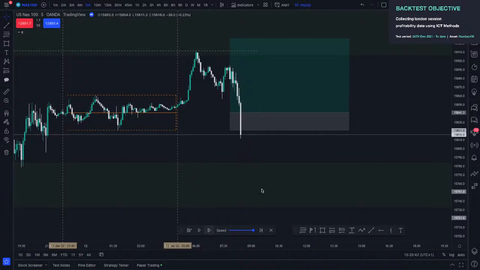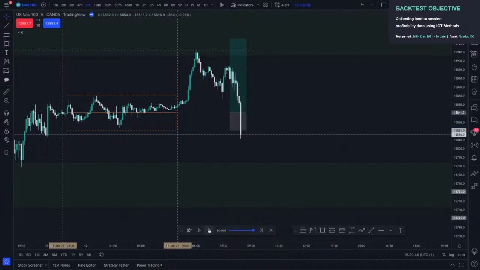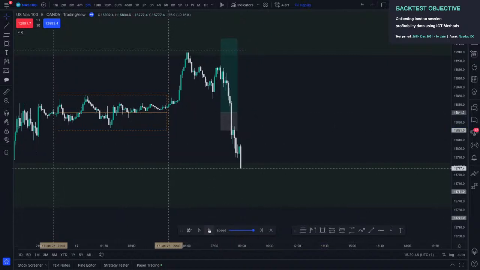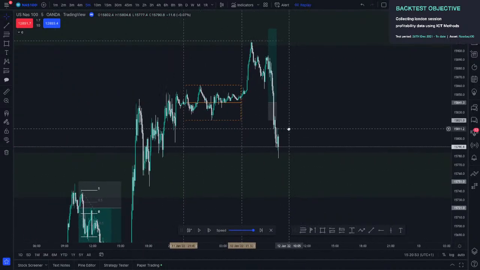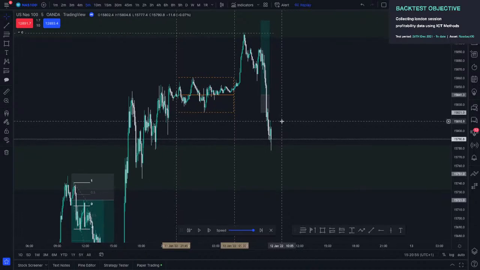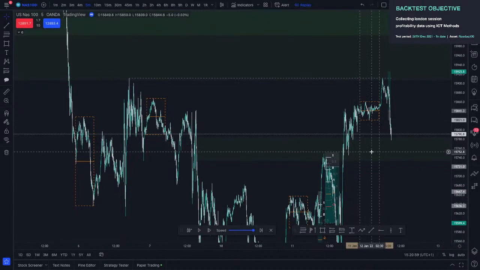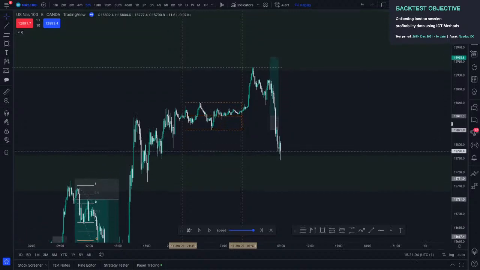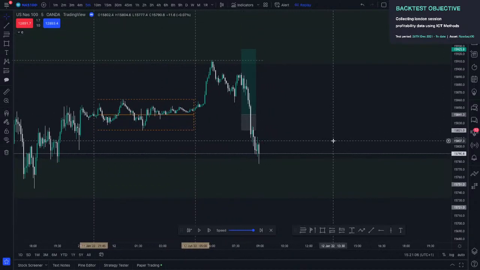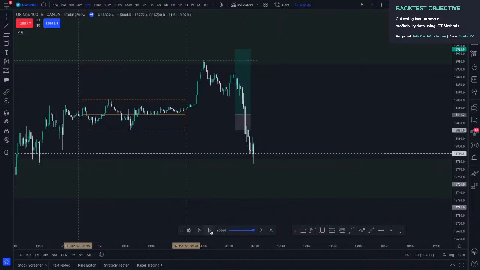Jesus Christ. Okay, fair enough. That's one trade lost. So it went straight to this thing here. So you mean to tell me this is the test of the imbalance? That's it? A daily imbalance, bro? Jesus Christ. Alright, fair enough. I don't know. I feel kind of iffy about this. Kind of feel like it's still a manipulation.